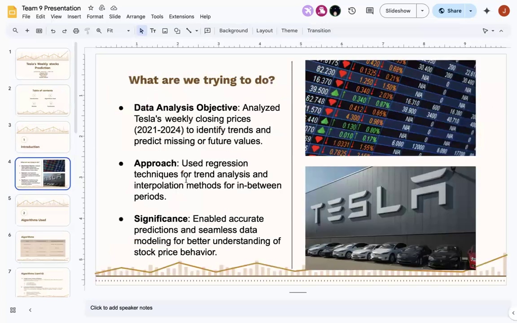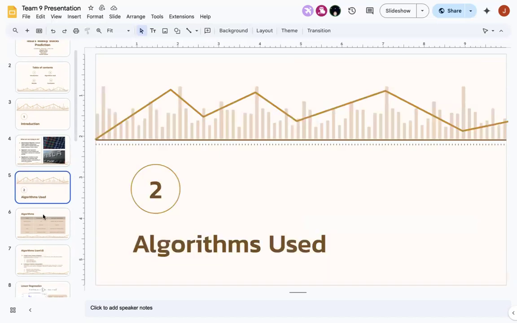To achieve this, we used regression techniques to analyze the overall trends in the data and applied interpolation methods to estimate the values for in-between periods. The significance of this work is that it helps us make more accurate predictions and create a clear, seamless data model, giving us a clear understanding of Tesla stock price behavior over time. And we will talk about the algorithms we have used.